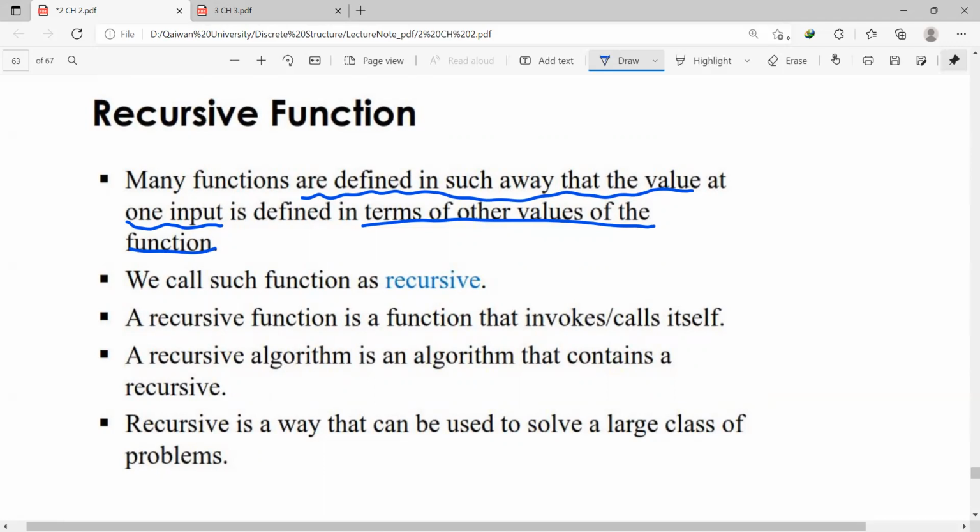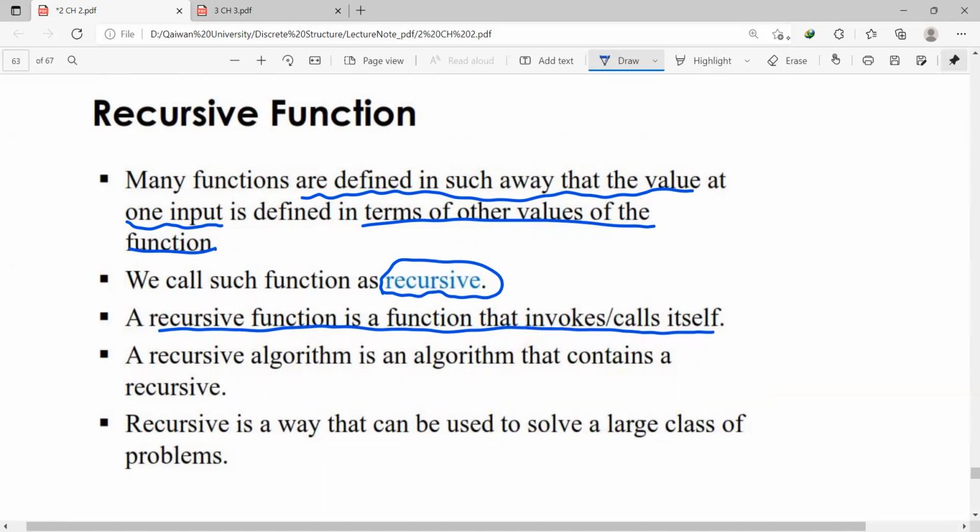This type of function is called a recursive function. The function has this property. We say a recursive function is a function that calls itself, invokes itself, okay?